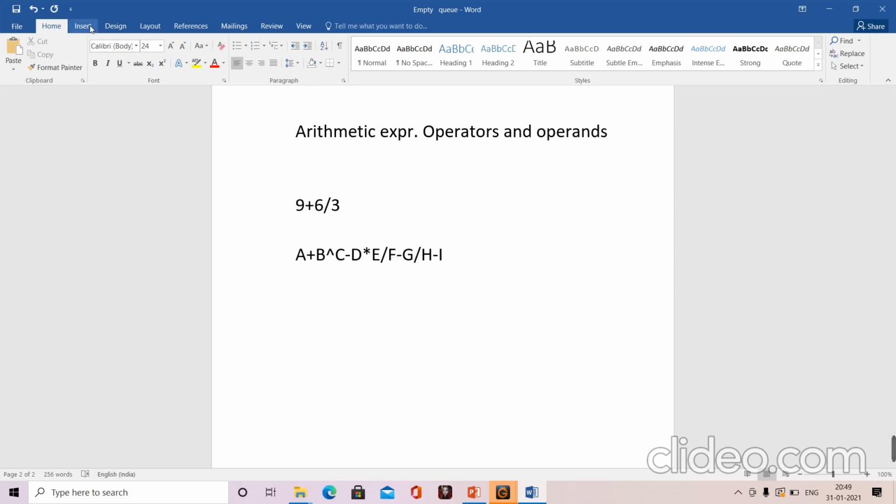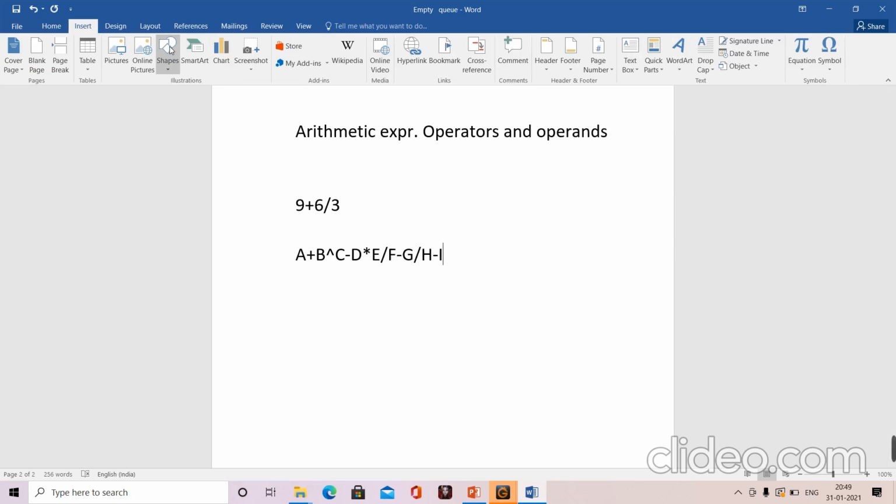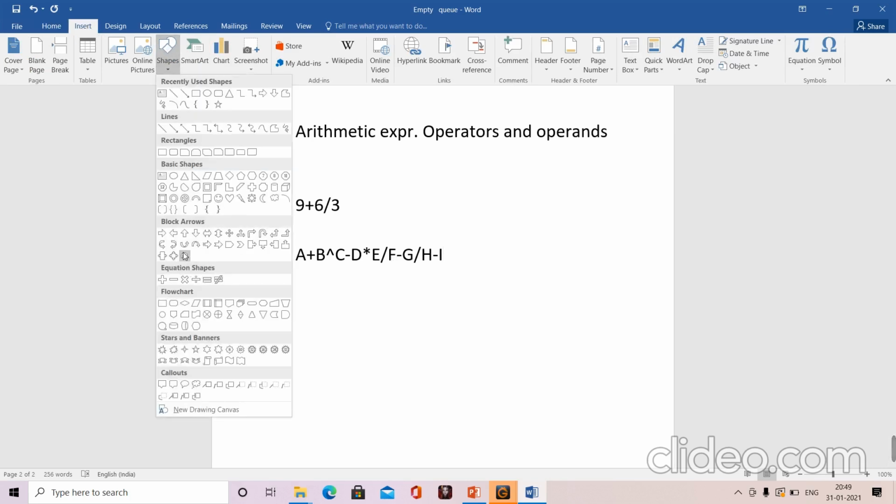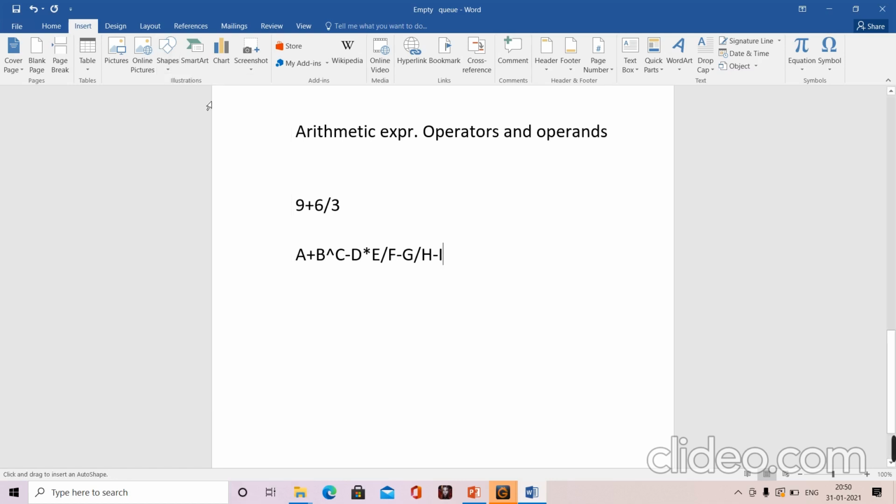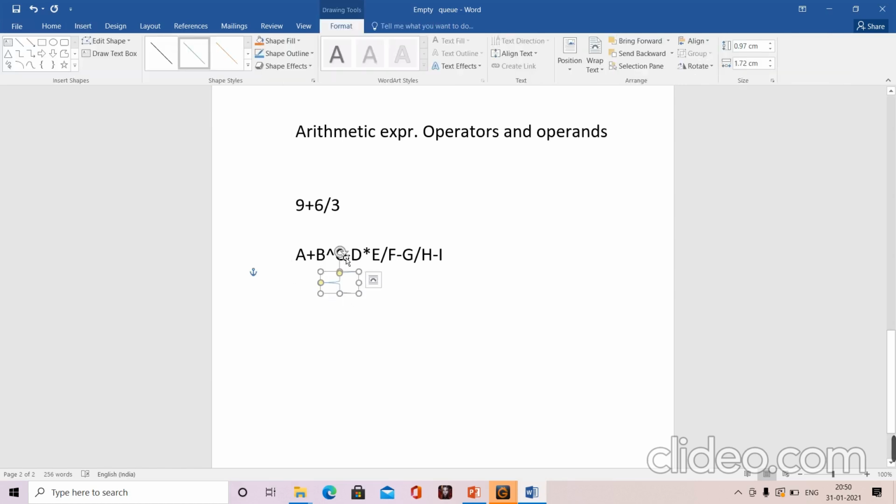So let me draw a diagram, all right, so that you better understand. I cannot find this, okay, let me take this. All right, so b and c will be performed first, right, so b and c will be performed first.